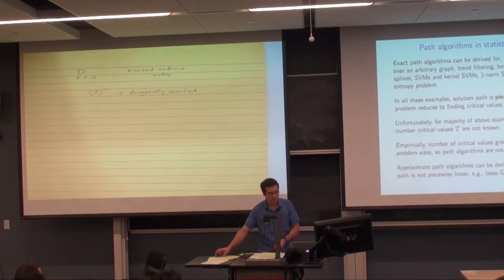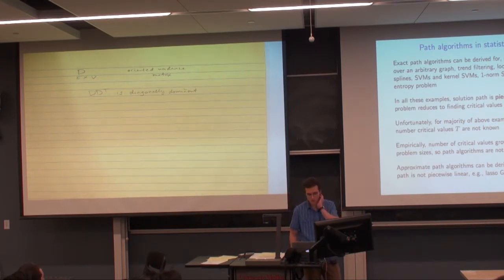So how about more broadly, beyond just this fused-lasso class of problems? Well, we can derive the exact path algorithms, and I gave you a bunch of references at the end in case you're interested, for the lasso problem, for the fused lasso problems over arbitrary graphs, for trend filtering, which we didn't really talk about, but it's kind of like doing piecewise polynomial estimation, and for locally adaptive regression splines, which is again another kind of piecewise polynomial estimator. For SVMs and kernel SVMs, there are also exact path algorithms.